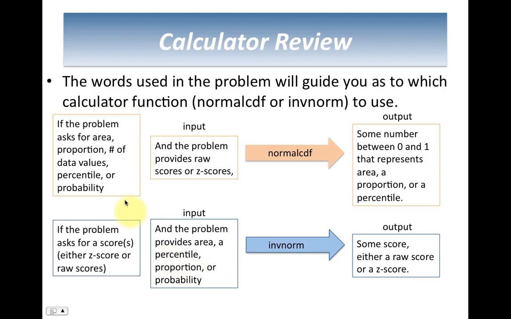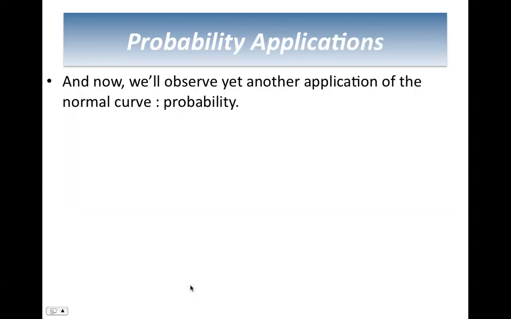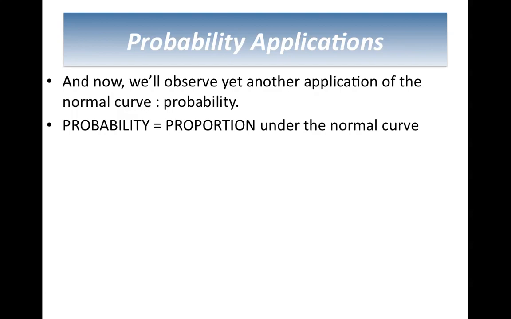Okay, so we've so far done problems of both types, but for the remainder of this chapter we're going to deal a lot with probability now. So we're going to do a few questions on probability. Probability is another application of the normal curve. Probability is proportion under the normal curve, which basically is the area under the normal curve. Since the entire normal curve represents 100%, pieces of the normal curve have to be less than 100%, which makes sense for probability because probability is always between 0 and 100%.